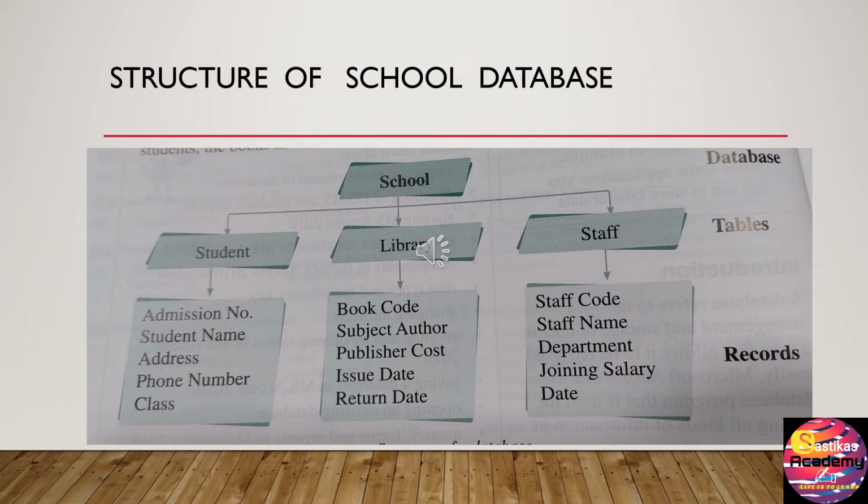In the student table, there are admission number, student name, address, phone number, and class. In the library table, book code, subject, author, publisher, cost, issue date, and return date. In the staff table, staff code, staff name, department, joining date, salary, etc. So under the school database, we are creating separate tables, right?